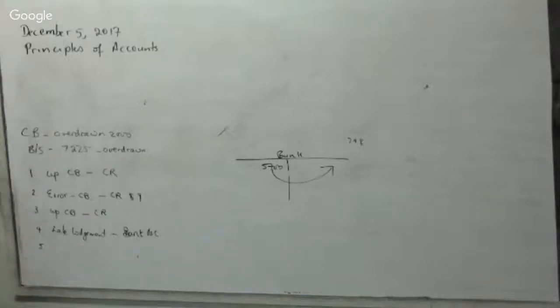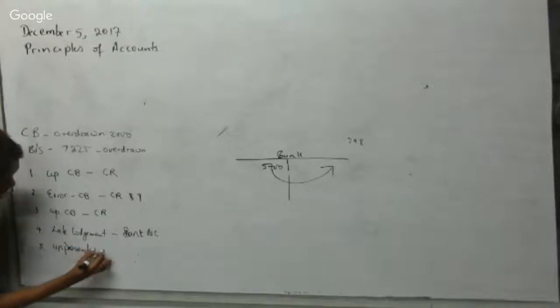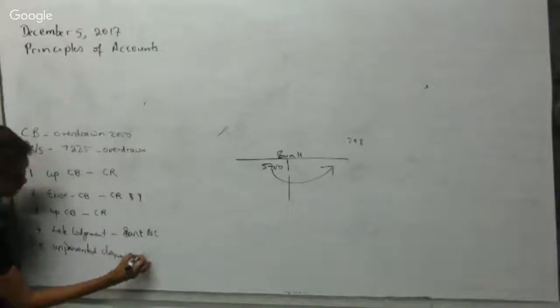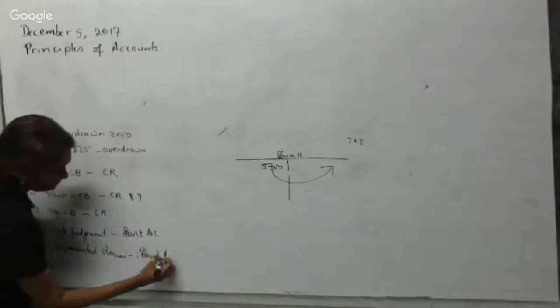All right, and then number 5, check 22156 for 35 and 22158 for 2,000 had not been presented to the bank. You know those are going to become your unpresented checks, right? And those are for the bank recon as well.